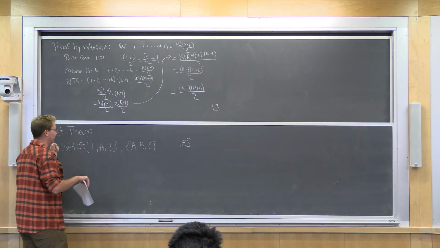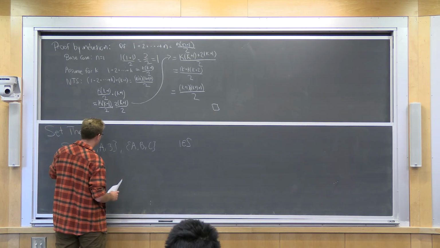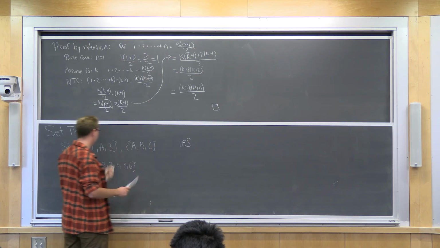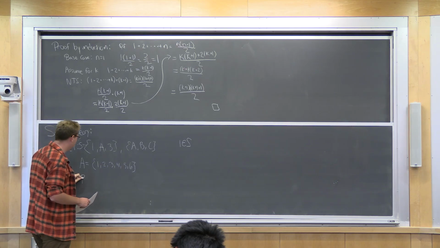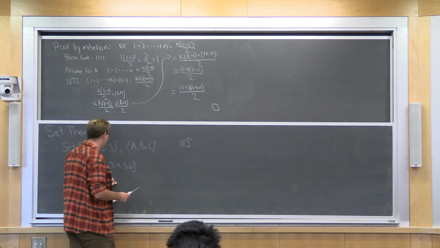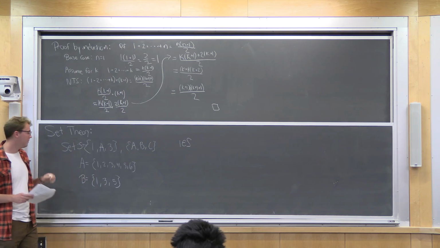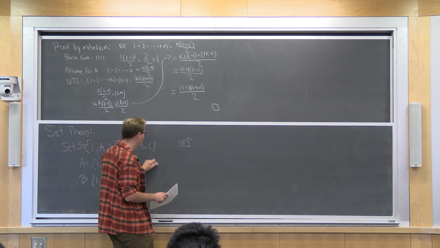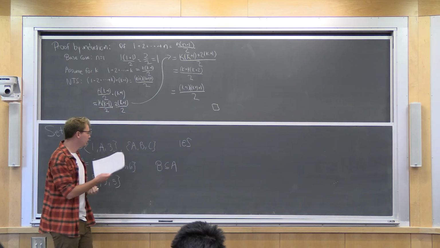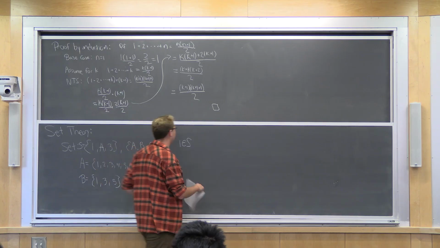So, subsets. Let's assume some set A is 1, 2, 3, 4, 5, 6. And we want B to be the set that contains 1, 3, 5. Because all of the elements of B are in A, we would say that B is a subset of A. So we would denote this as B a subset of A.